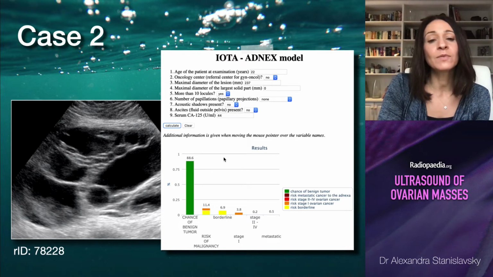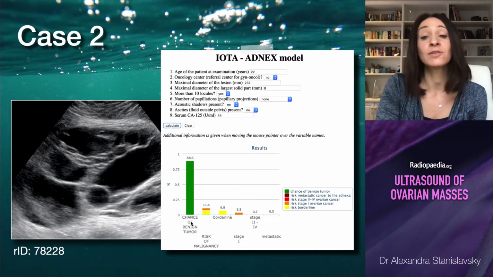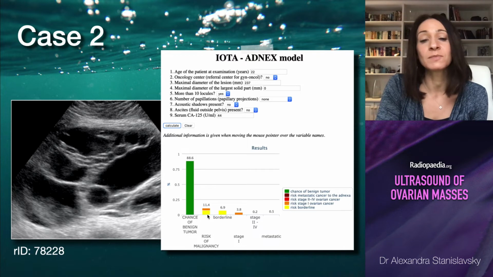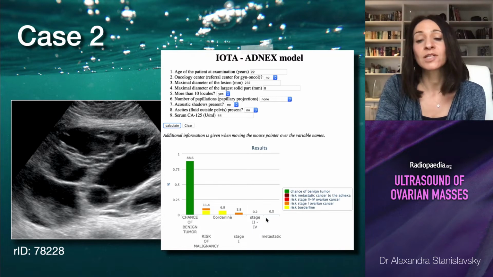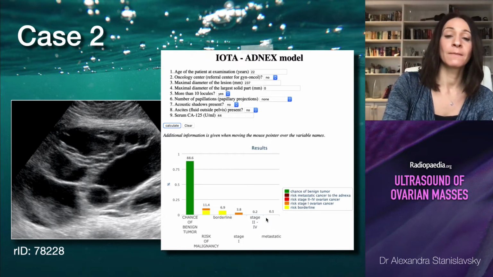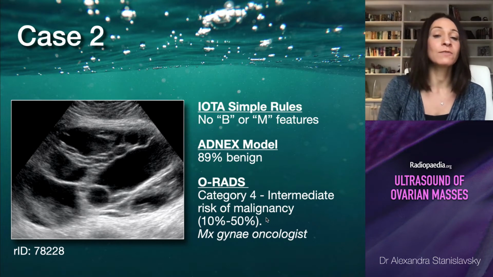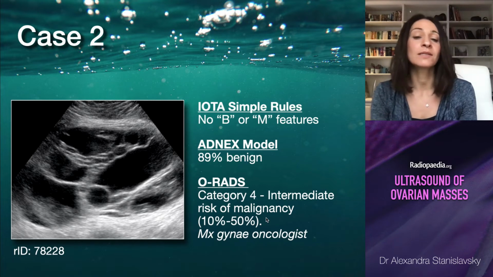According to this, we've got an 89% chance of benign tumour. Note that the ADNEX model not only gives you a risk of malignant versus benign, but it also gives you a breakdown of what the components might be. If it was malignant, it's likely to be a borderline or low grade tumour, and it's not considered to have any significant risk of actually being a high grade tumour. So 89% benign, and O-RADS category 4, intermediate risk for malignancy.